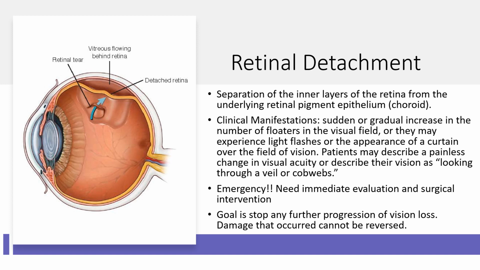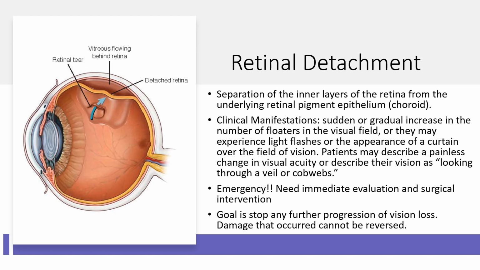Tractional. So this is the least common type, and this condition occurs when scar tissue on the retina surface contracts and causes the retina to separate from the retinal pigment epithelium. Exudative. So this form is related to retinal disease, including inflammatory disorders and injury or trauma to the eye. This is related to vitreous fluid leaking under the area of the retina, detaching it.